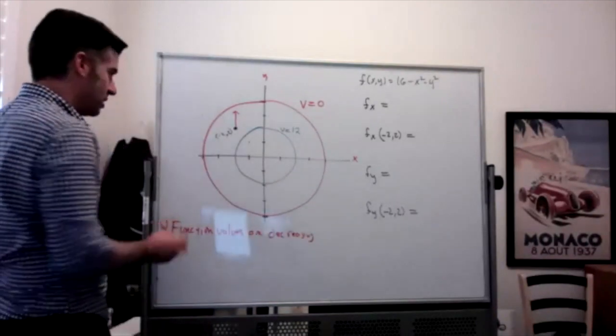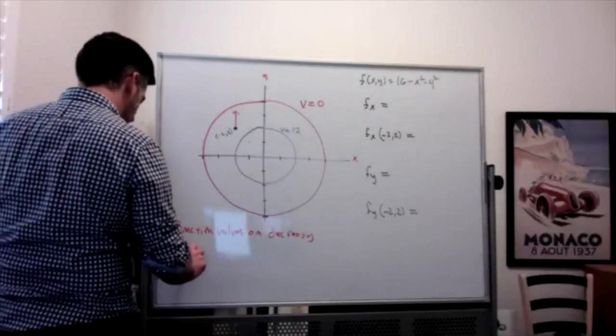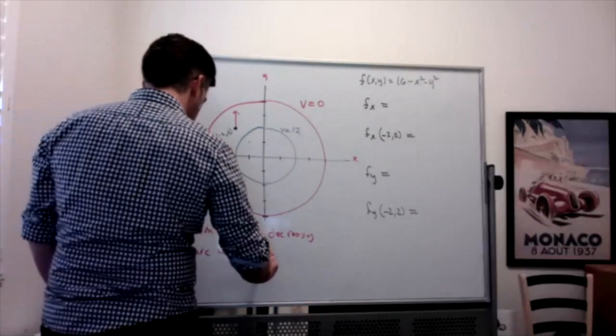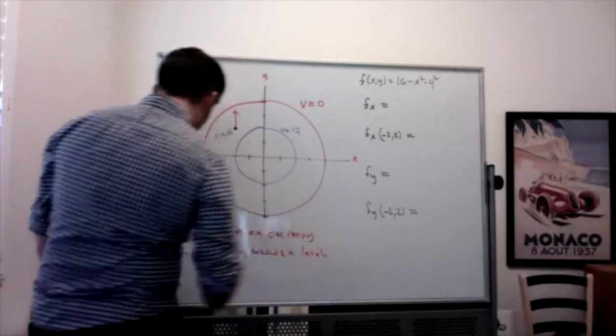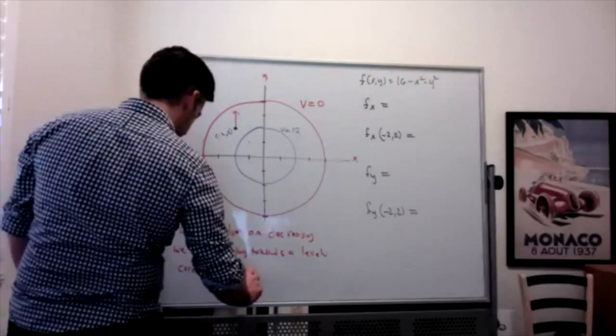And if I wanted to justify that, the words I would write would be because we are moving towards a level curve with a lower value, or lesser value.